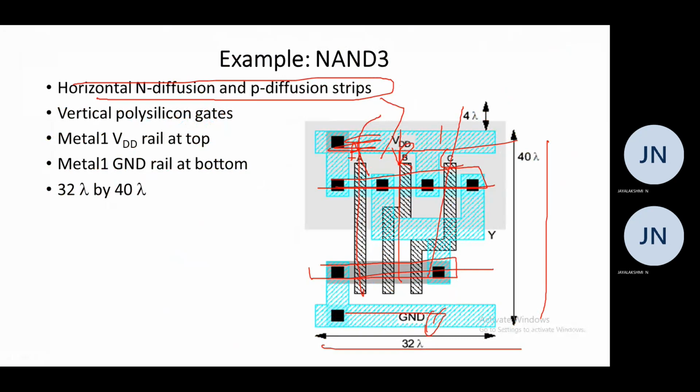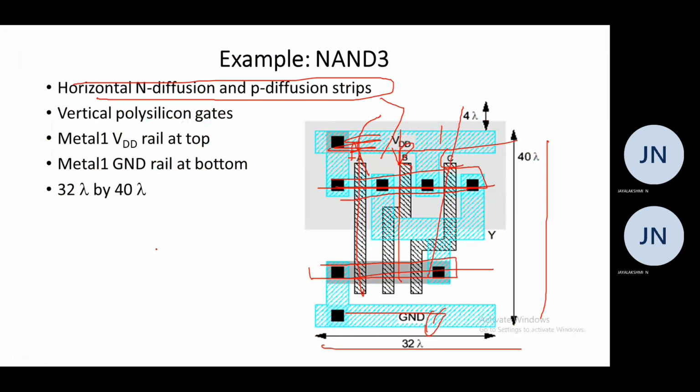So in order to calculate horizontal width, we have a formula. First thing is we need to consider the diffusion having more number of contacts. So here if you consider P diffusion and N diffusion, the P diffusion is having more number of contacts.